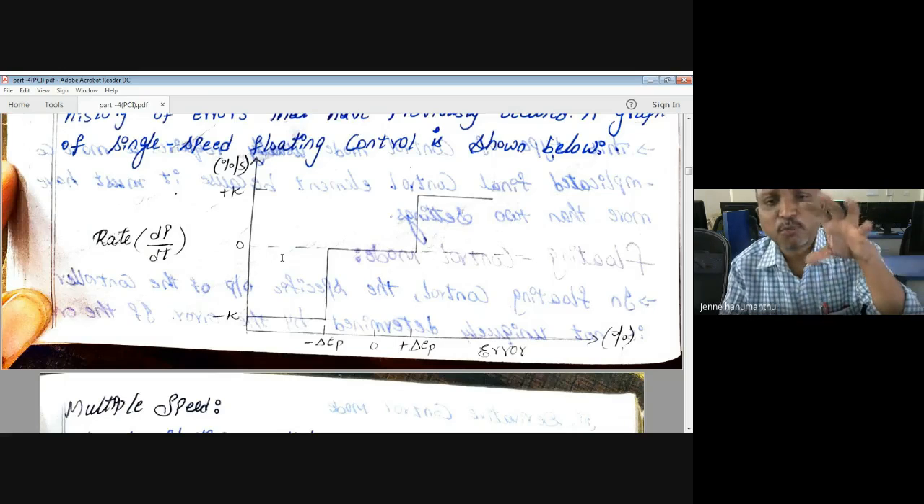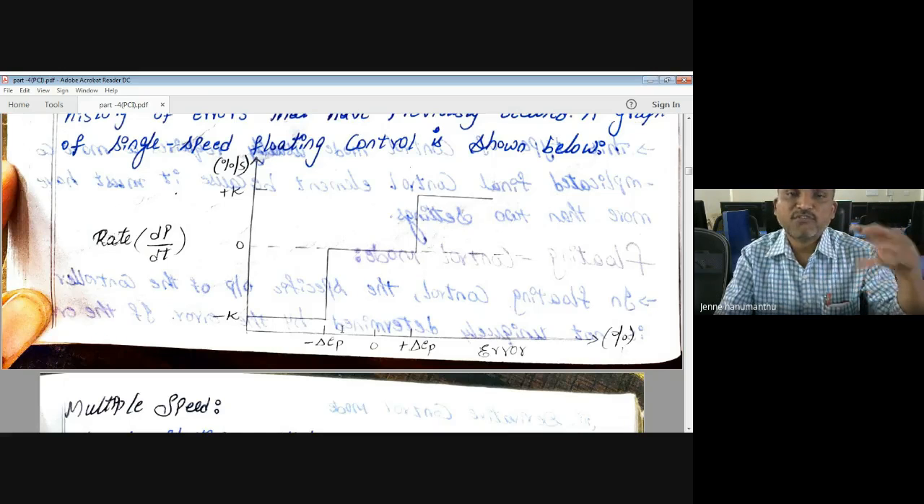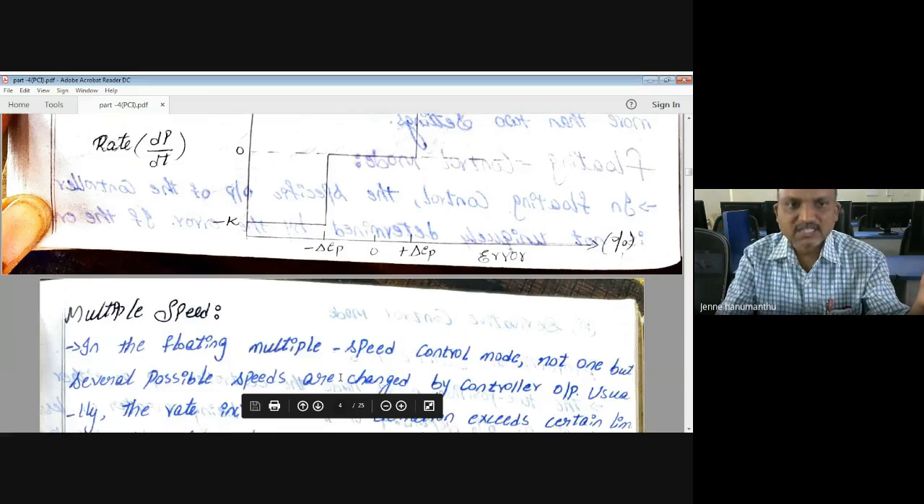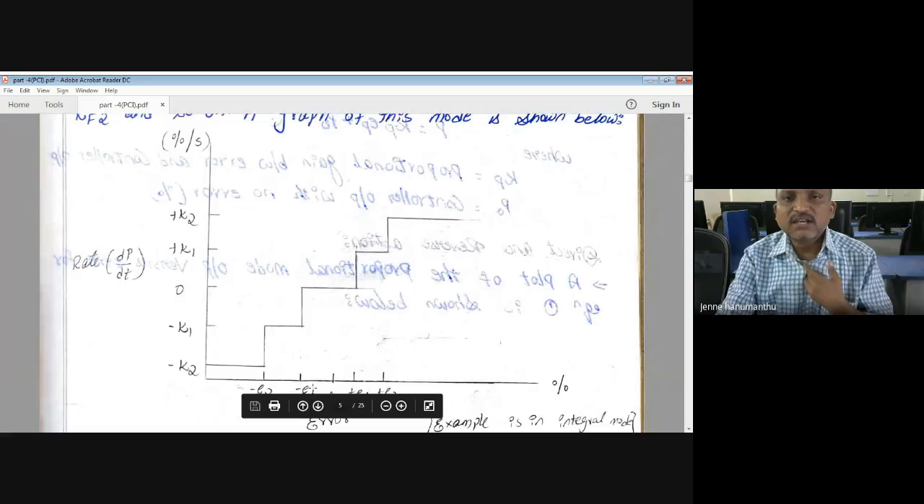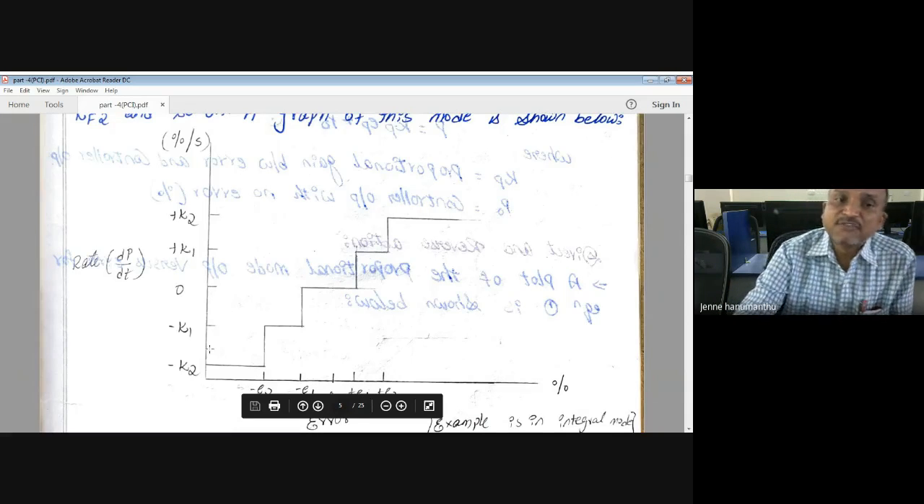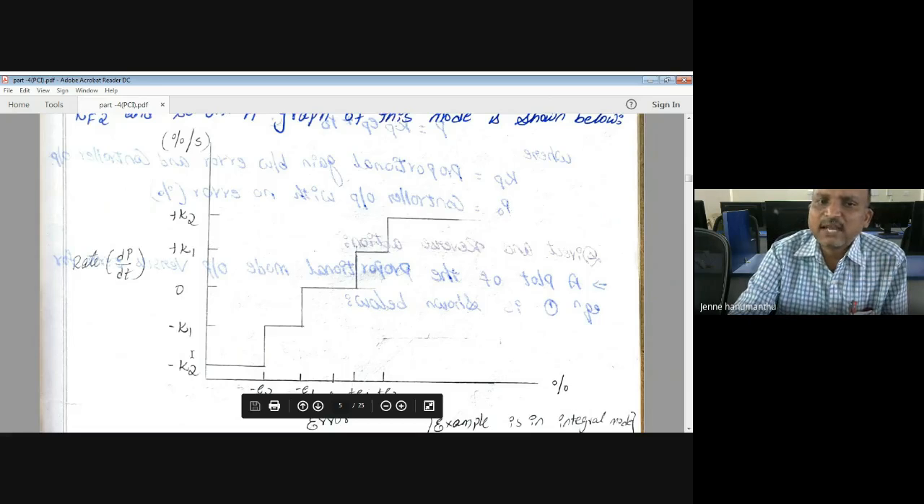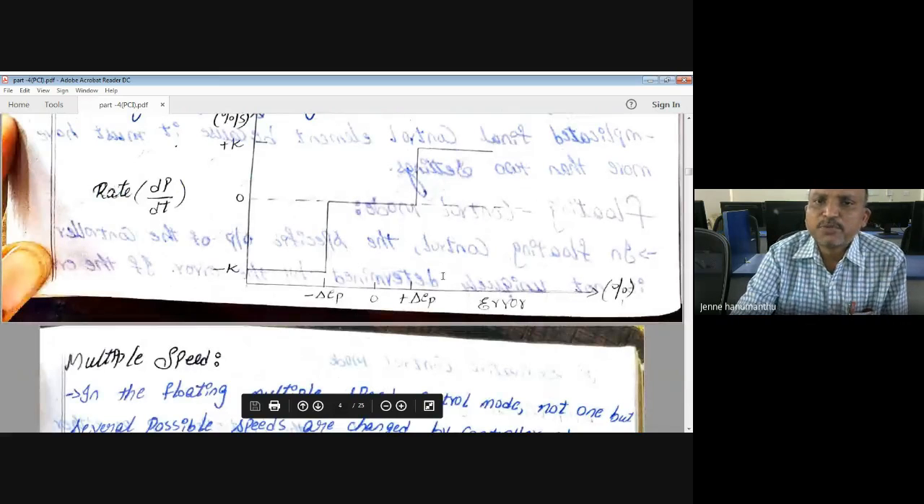This type of controller action comes under floating control mode. In floating control, there are two categories: single speed and multiple speed. Single speed means a constant speed. Multiple speed means the same case, but here we have different speeds of control action. In the previous diagram with constant speed, we have the outputs 0, plus K, minus K.